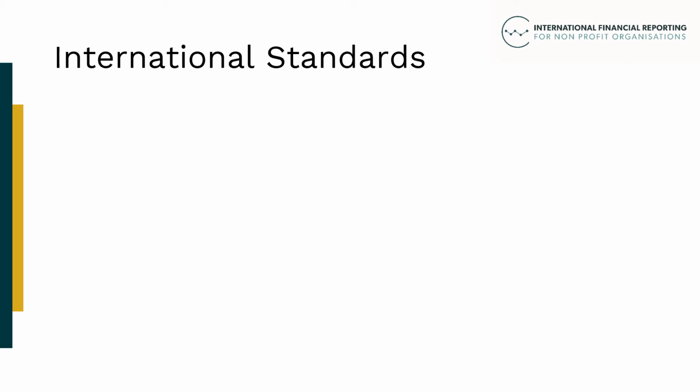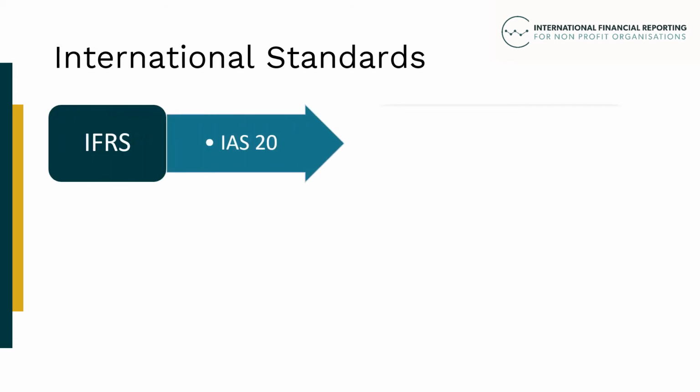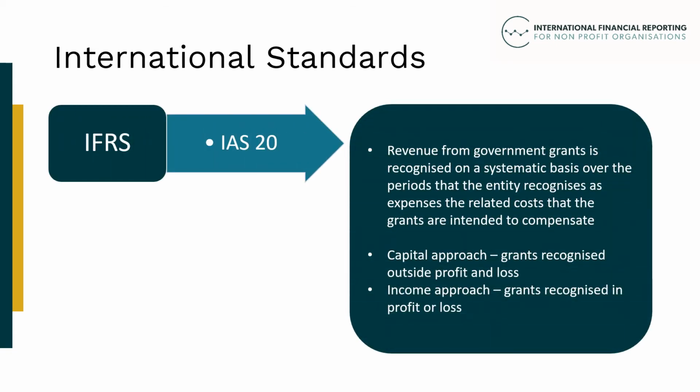This slide summarizes the accounting treatment for non-exchange revenue under the three accounting frameworks. Under IFRS, there is a standard, IAS 20, that addresses the receipt of government grants. The standard requires that revenue from government grants is recognized on a systematic basis over the periods that the entity recognizes as expenses the related costs that the grants are intended to compensate for. For capital assets, this would be over the life of the asset to match the depreciation.